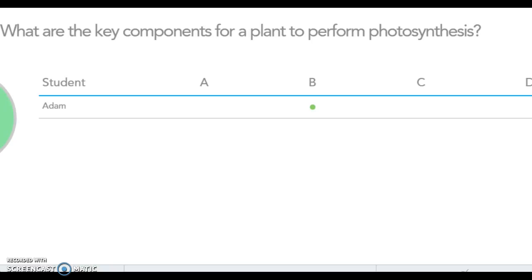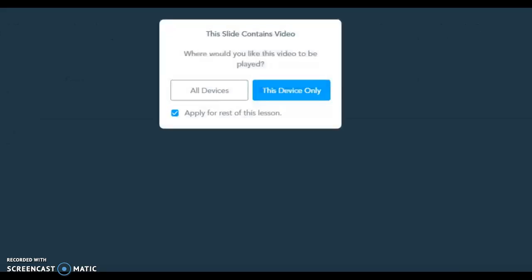Awesome. Okay, so Adam looks like he picked B, which is the correct answer. And the key components to perform photosynthesis is B. So, for photosynthesis to happen in a plant, you need to have light energy from the sun, water, and carbon dioxide.